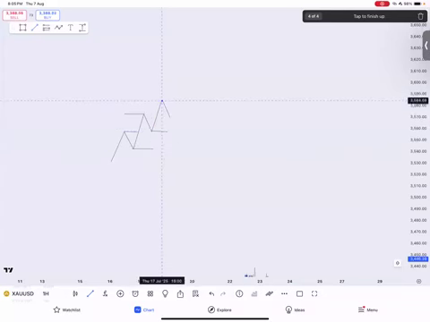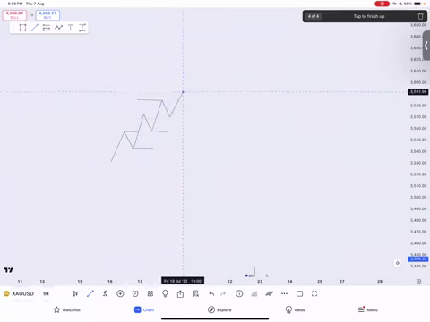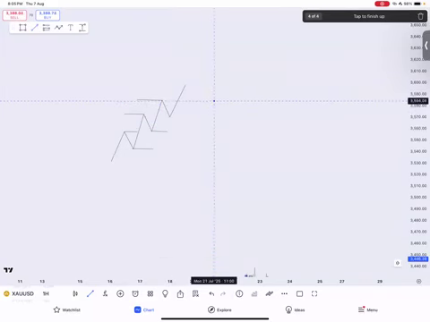The next high that comes out will be what? Higher than the previous high. And the next low that comes out will also be higher than the previous low. That is what an uptrend is all about. This is one way that price makes its movement.